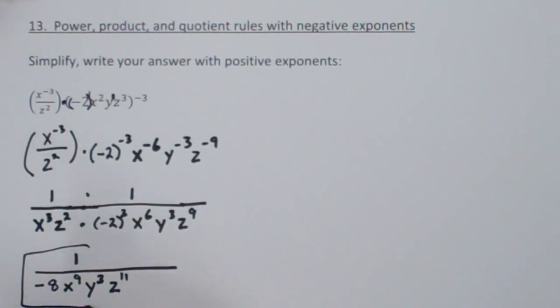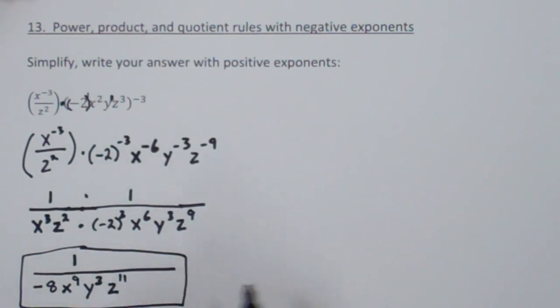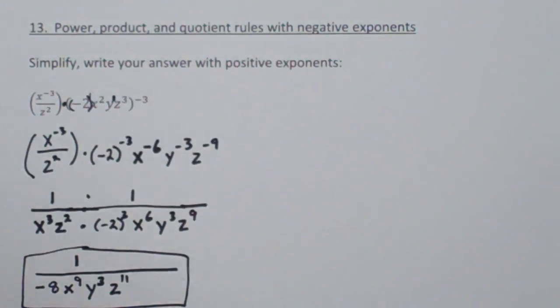So here's your final answer. Just 1 over, and then in the denominator you've got -8, x to the 9th, y to the 3rd, and z to the 11th power.